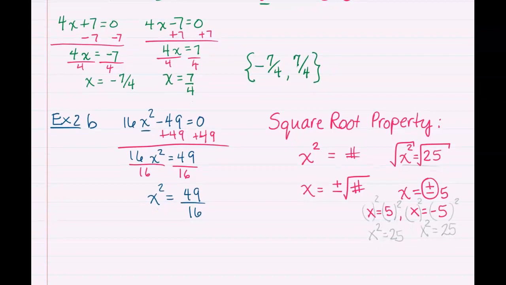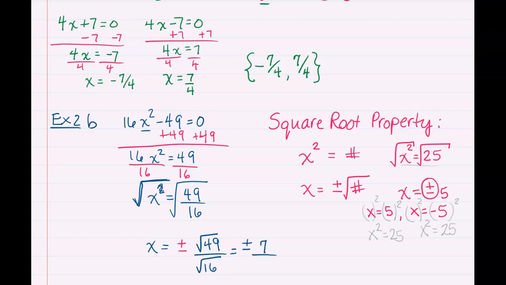What does that mean for our problem? That means that we can take the square root of both sides. So that means we end up with x on the left side because the square root and the square undo each other. And on the right side, I've got to remember my plus or minus. And from our notes about radicals, we know that this is the same thing as the square root of 49 over the square root of 16. So working it out further, don't forget your plus or minus. The square root of 49 is 7 over the square root of 16, which is 4.